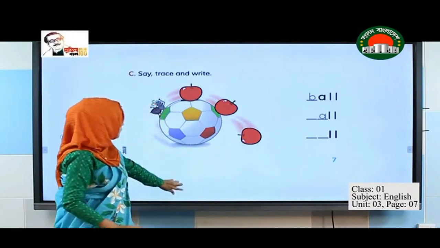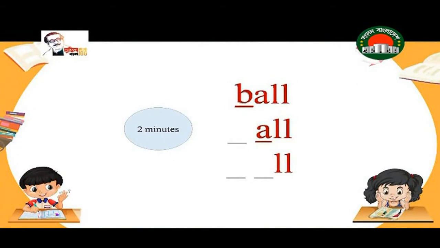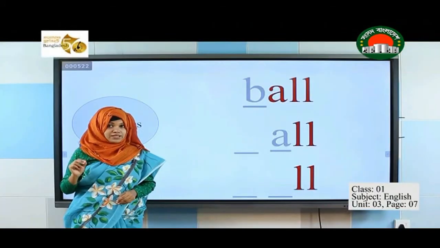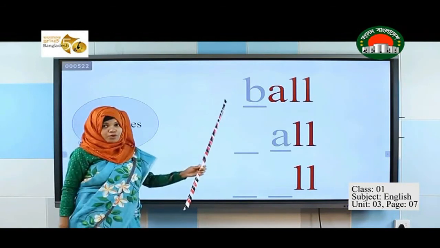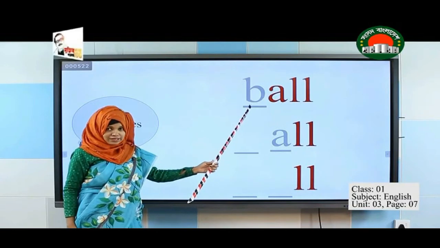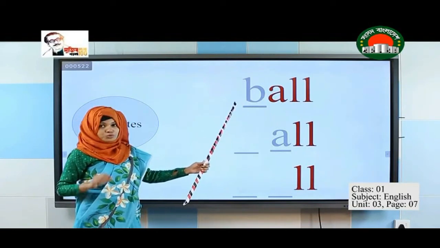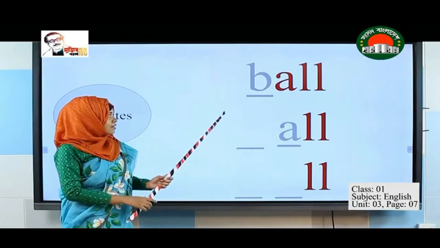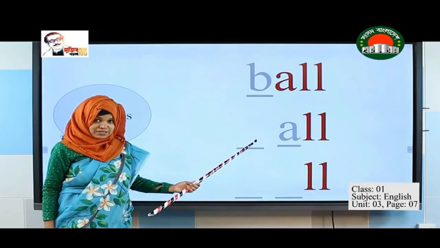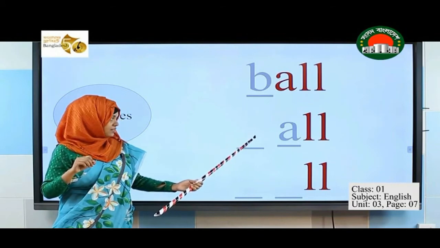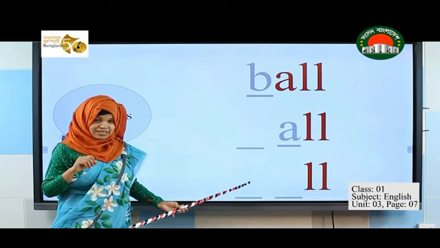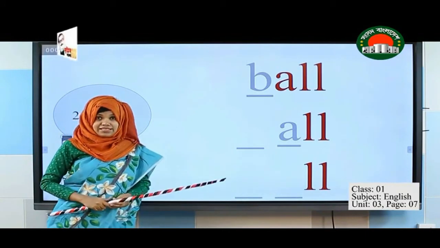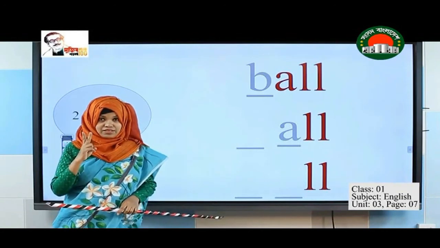Let's see. Dear students, today we have learned how to write B, right? Now, we will write it in our English for Today book. Here, in the word ball, B is light, so we have to darken it. Then, here, B is absent, so we have to write it. Then A. And here, B, A. You will get 2 minutes to complete it.